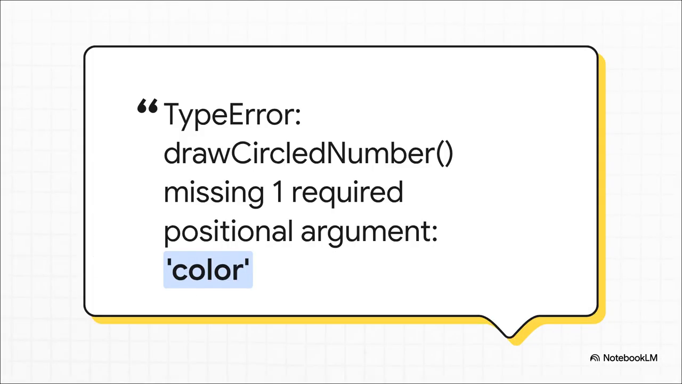And check out what happens. Python doesn't just give up. It actually gives you a massive clue. Now, this type error might look a little scary at first, but just read it. It's literally telling you, hey, you're missing one required argument, and by the way, it's the one named color. How cool is that? Python is actually trying to help us out.